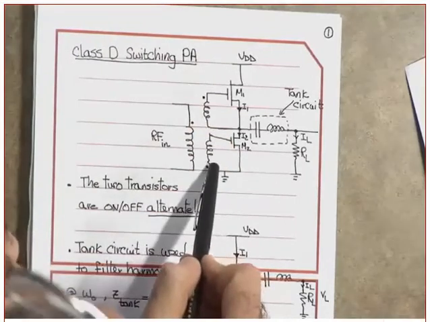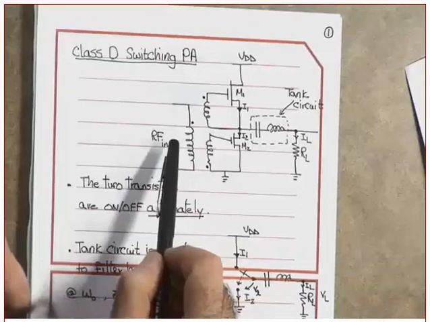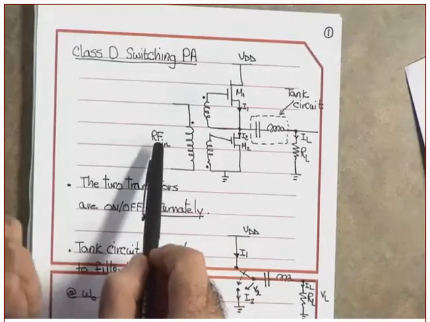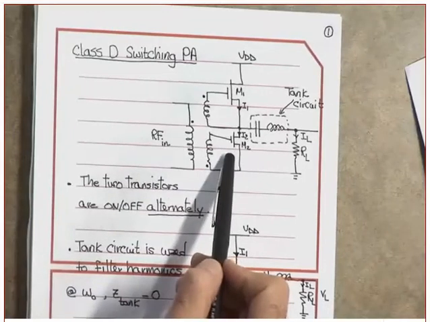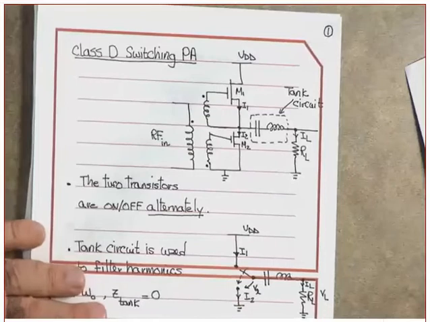You can either use this, or actually, you can use a complementary MOS. Complementary MOS means a CMOS. But when you use a CMOS, keep in mind, the lower one will be an NMOS. The upper one will need to be a PMOS.